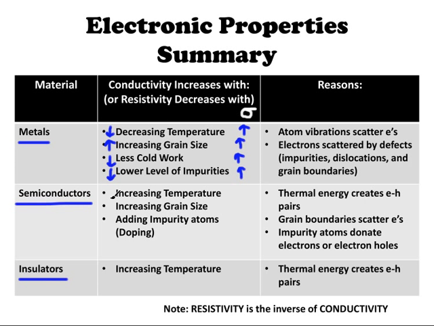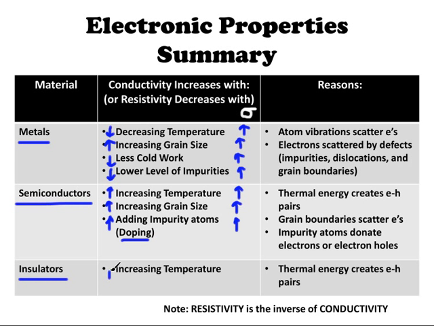For semiconductors, increasing the temperature will increase the conductivity because thermal energy creates electron-hole pairs. Increasing the grain size will increase the conductivity of a semiconductor because, again, grain boundaries scatter electrons. Increasing grain size reduces grain boundary area, therefore scattering fewer electrons. Adding impurity atoms will increase the conductivity because impurity atoms donate electrons or electron holes. This technique is also referred to as doping, which we will get into in more detail in a little bit. Finally, let's talk about insulators.